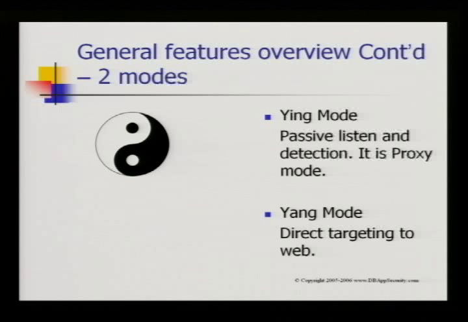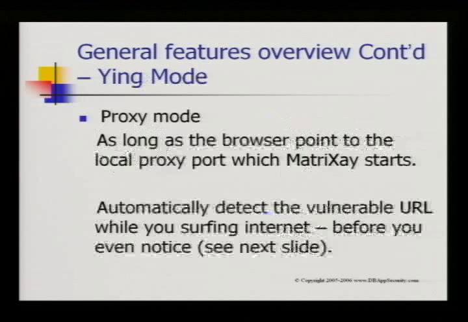Okay, I always like to use Tai Chi to describe the two modes of the Matrix. One is Yin mode, basically passive, very silent and quiet, but it detects everything for you. It acts as a proxy, because you are just browsing, and then suddenly there's a report in the backend. And Yang mode, as you already saw from the flash demo, directly targets the web with heavy multi-threading.